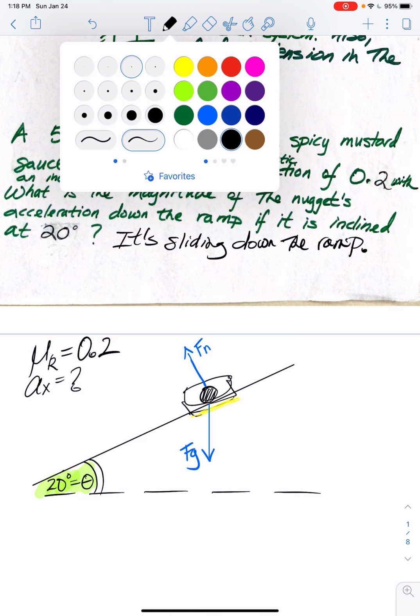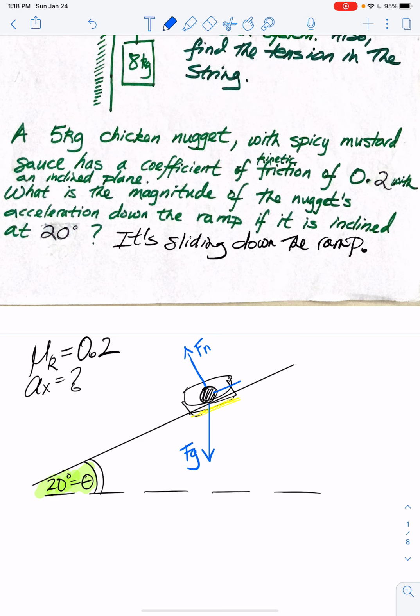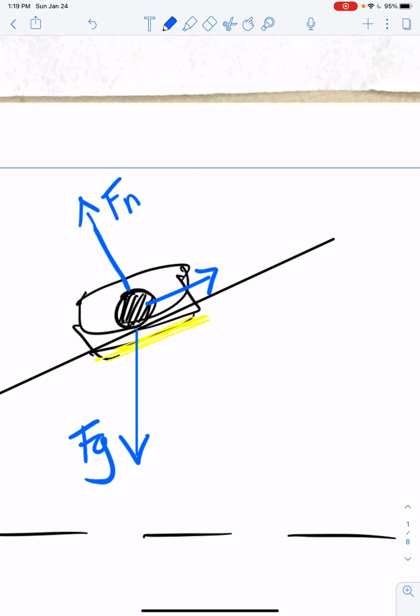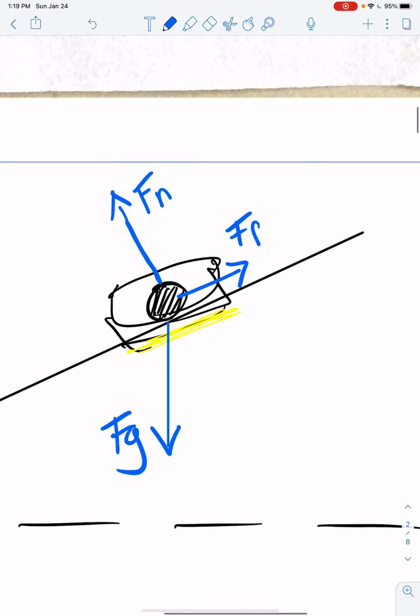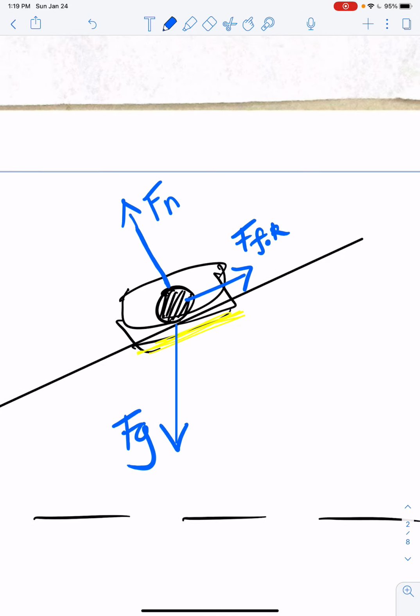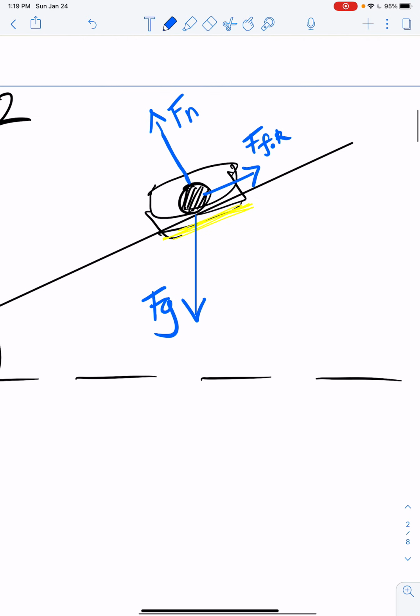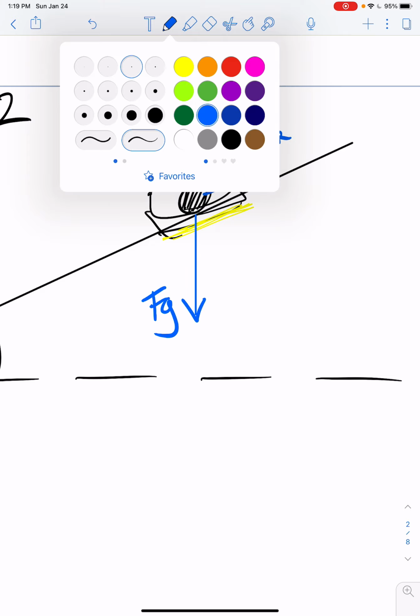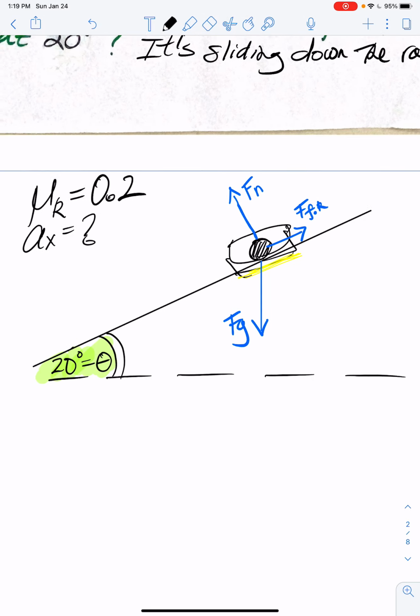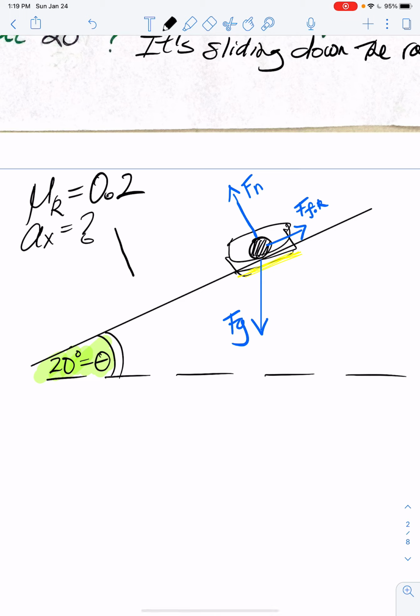All right, let's go ahead and add a little bit more. So we have force, friction, kinetic then pointed up the ramp. And those are our three forces that we have acting on the nugget. All right. So next thing we got to do is pick an axis system to work in, and we're going to go ahead and tilt it. So we're saying that this is positive y. We'll call down the ramp positive x.